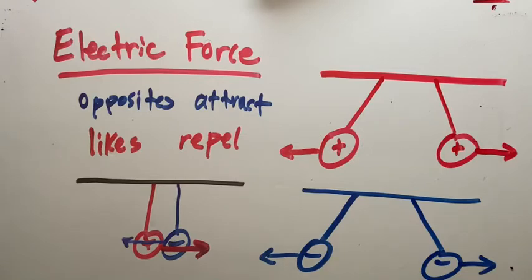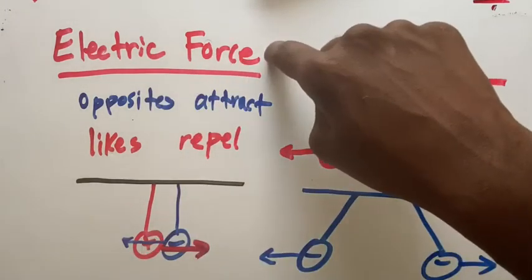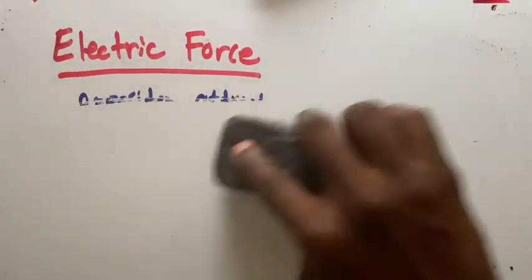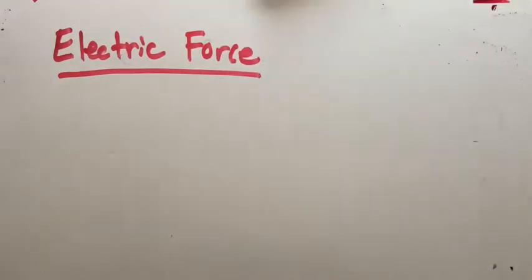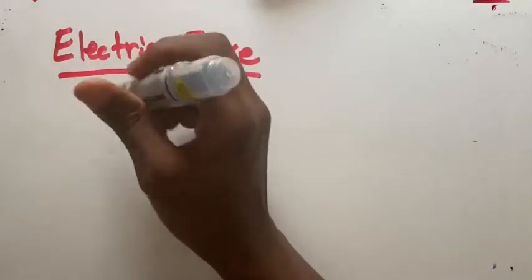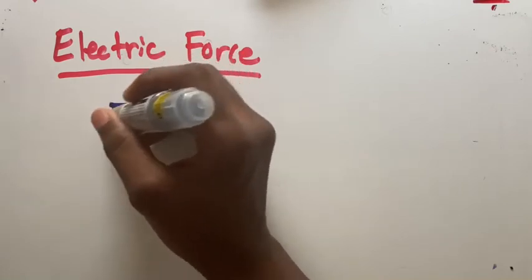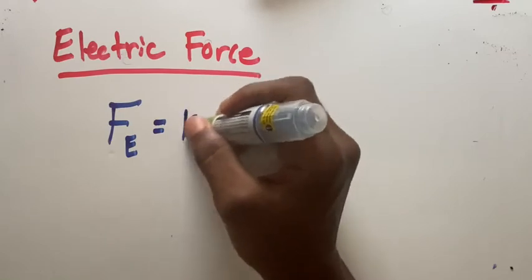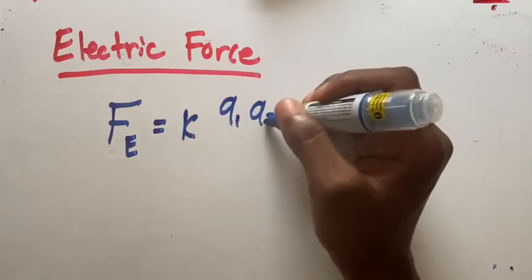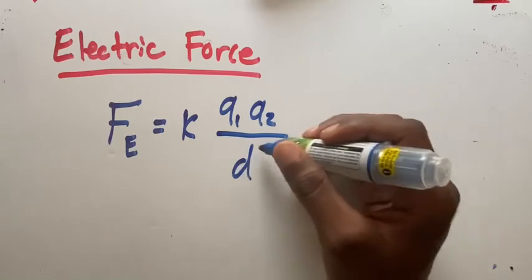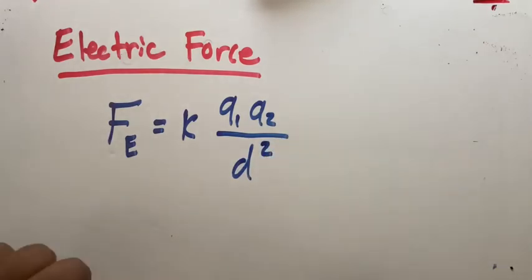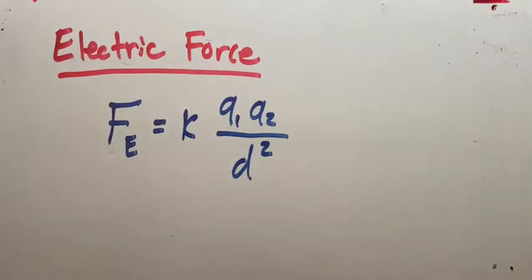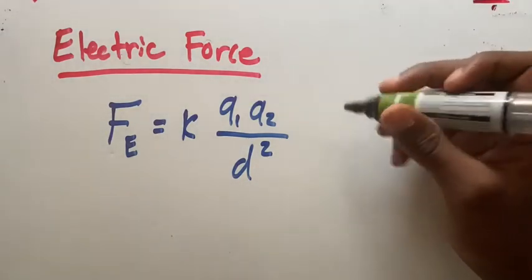All right, so now let me give you what the electric force is. Let me give you the equation for that. So the equation for electric force is given by, we use the F for force with a lowercase e. It's given by K charge 1, charge 2 divided by the distance between them squared. So what does that equation look like? Well, that looks just like the universal gravity equation, right?